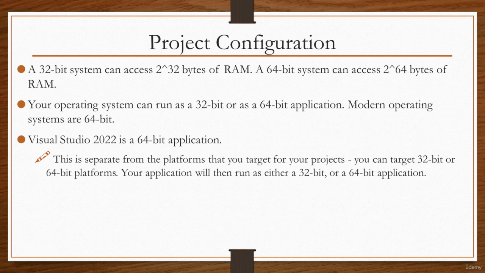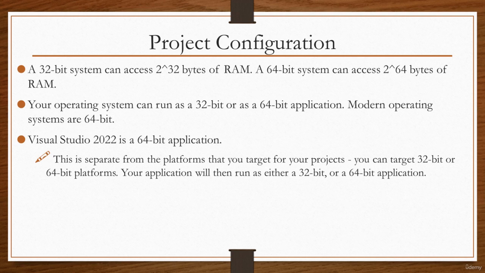I'm not going to discuss this in a lot of detail, but basically a 32-bit system can access 2 to the power of 32 bytes of RAM, whereas a 64-bit system can access 2 to the power of 64 bytes of RAM. So in other words, a 64-bit processor can access a lot more RAM. Basically, it's faster than a 32-bit system, and that's really all we are concerned with.